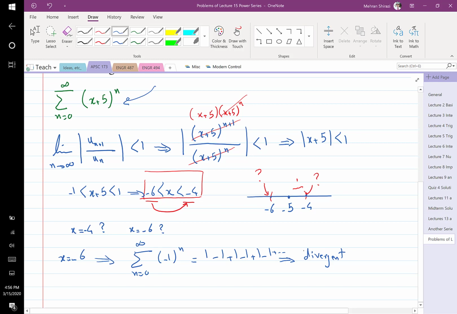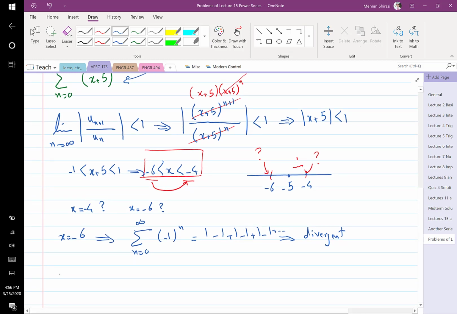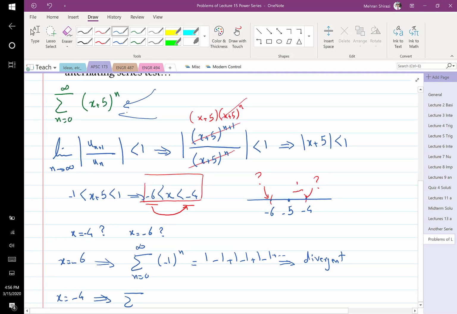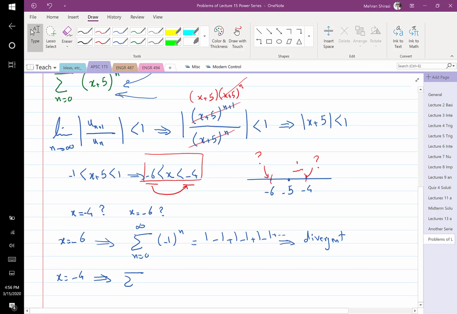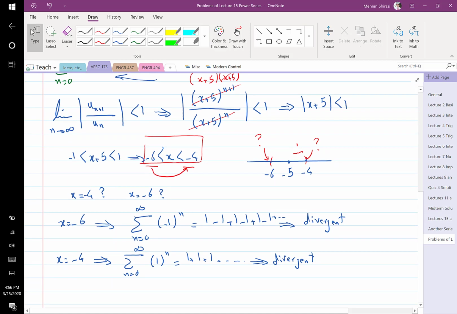Let's see what happens at -4. At -4, if you look at the original series, we have -4 plus 5, which is 1. So 1 to the power of n gives 1 plus 1 plus 1, obviously divergent. So at -4 and -6, the series is divergent.